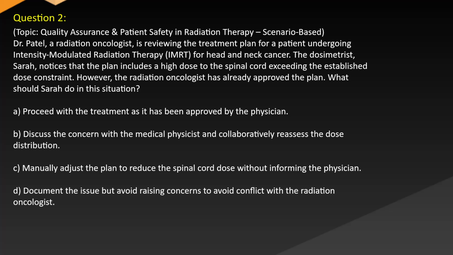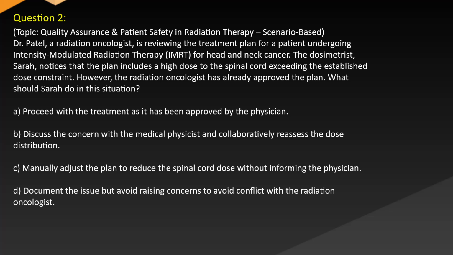therapy. Question 2. Topic: Quality assurance and patient safety in radiation therapy. Scenario-based. Dr. Patel, a radiation oncologist, is reviewing the treatment plan for a patient undergoing intensity-modulated radiation therapy for head and neck cancer. The dosimetrist, Sarah, notices that the plan includes a high dose to the spinal cord exceeding the established dose constraint. However, the radiation oncologist has already approved the plan. What should Sarah do in this situation?